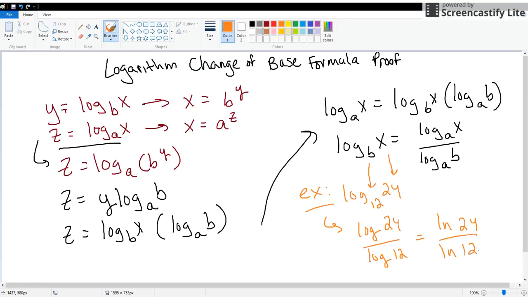And indeed, if you plug this into a calculator, you will find that log base 12 of 24, although I think the TI-84 is the only calculator that I'm aware of that could do log bases that aren't 10 or e, is equal to log 24 divided by log 12, which is also equal to the natural log of 24 divided by the natural log of 12.